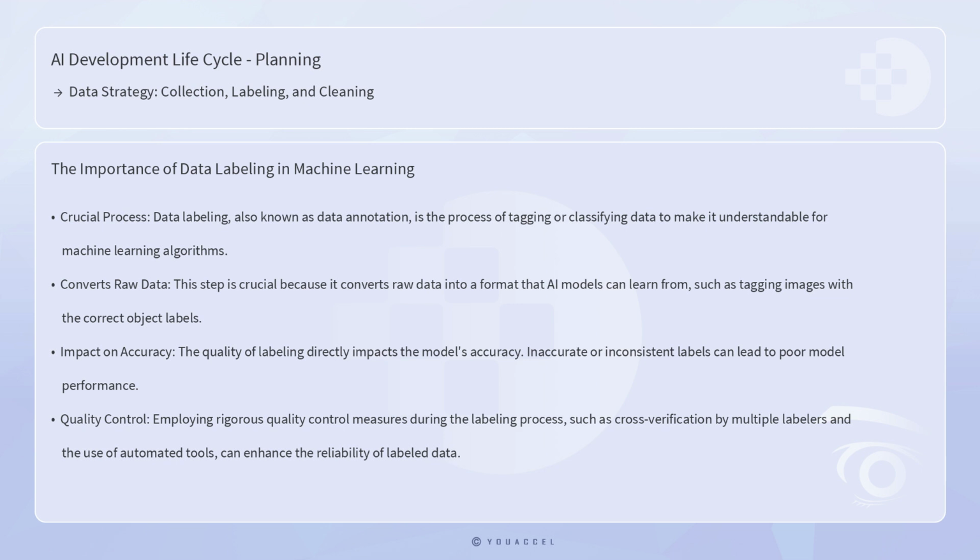The quality of labeling directly impacts the model's accuracy. Inaccurate or inconsistent labels can lead to poor model performance, as the model learns from these labels. Therefore, it is essential to employ rigorous quality control measures during the labeling process. Techniques such as cross-verification by multiple labelers and the use of automated tools can enhance the reliability of labeled data.